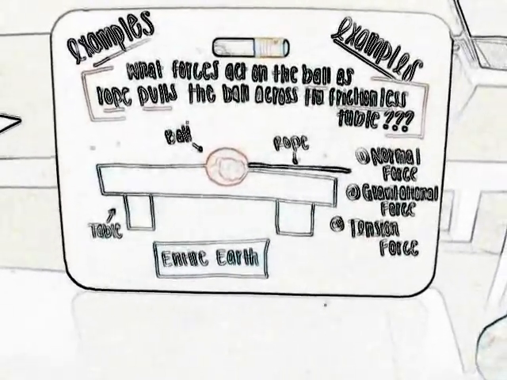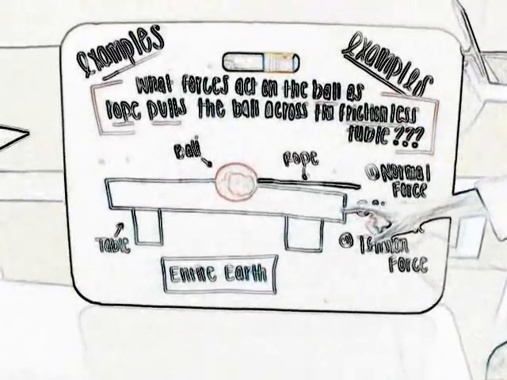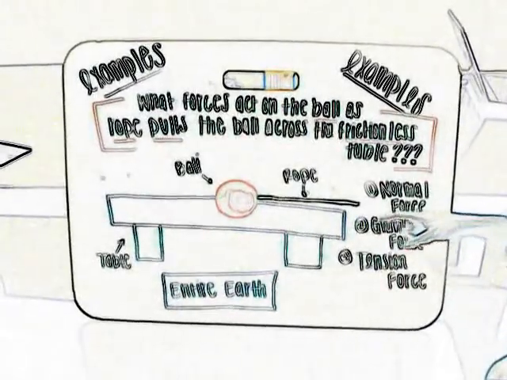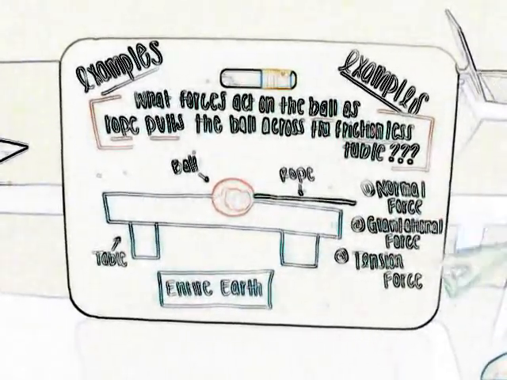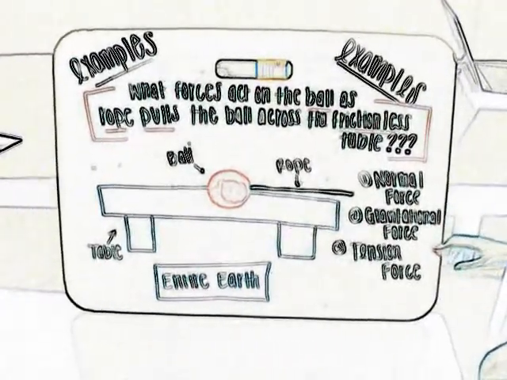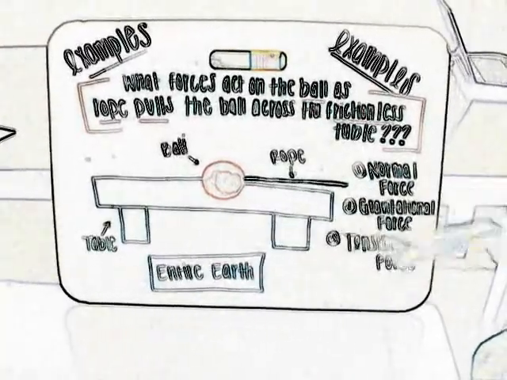In addition to the normal force and the gravitational force acting on the ball, there's now a rope that is pulling the ball across the frictionless table. So now, in addition to the normal force and the gravitational force, there's a tension force created by the rope on the ball.